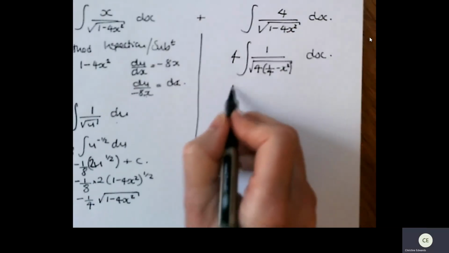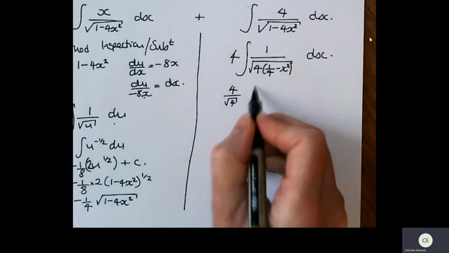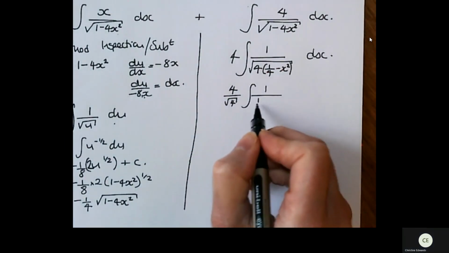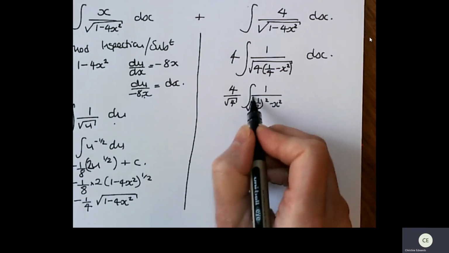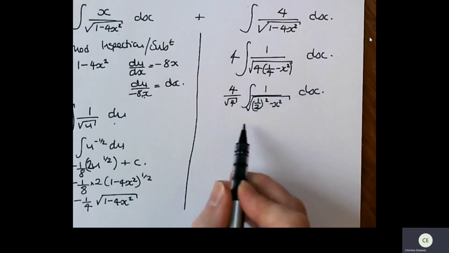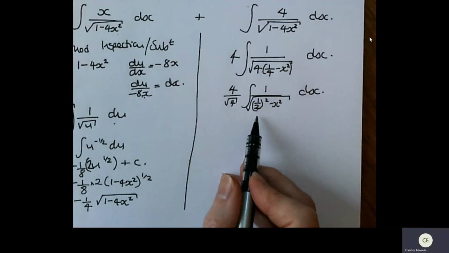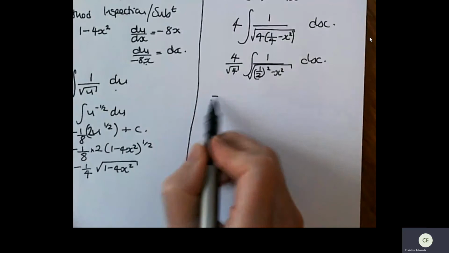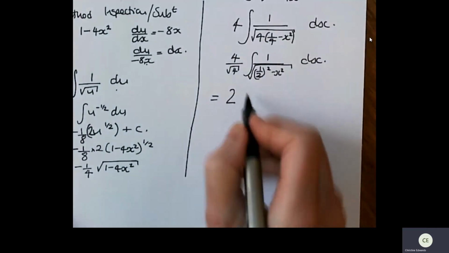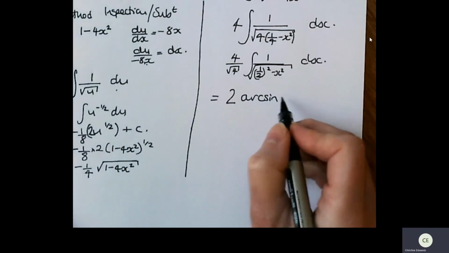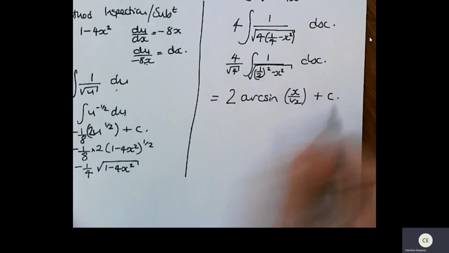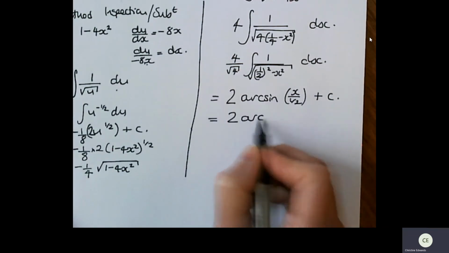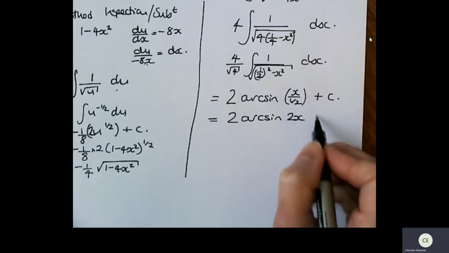Simplifying that, we've got 4 divided by root 4. We've got 1 over a half squared minus x squared, and those are square rooted. It's now in the format where I can compare to the formula book. I've identified the x and the a. So that gives us the result. This simplifies to 2, and it's an arc sine, and we have x divided by the half plus c, so that simplifies to 2 arc sine of 2x plus c.